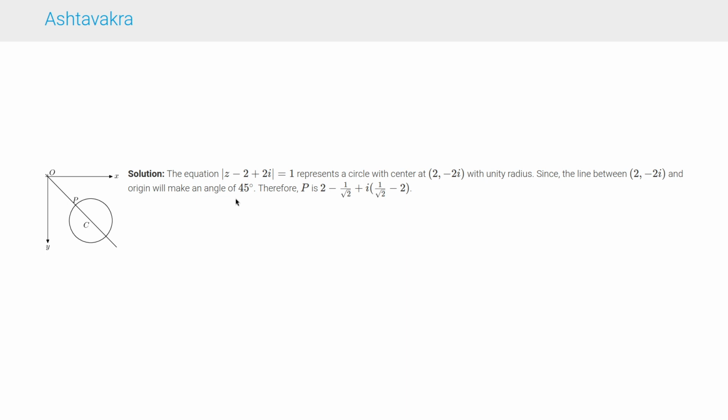Because the radius is unity, if you move in this direction for unit distance, then x and y would be 1 by root 2. X would be minus 1 by root 2 and y would be plus 1 by root 2. If you draw a triangle here, the base would be minus, you are traveling left, so x would be minus 1 by root 2, you are going up, so y would be plus 1 by root 2.